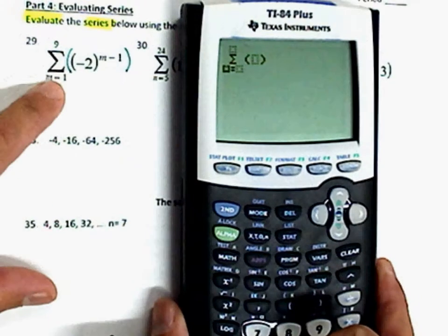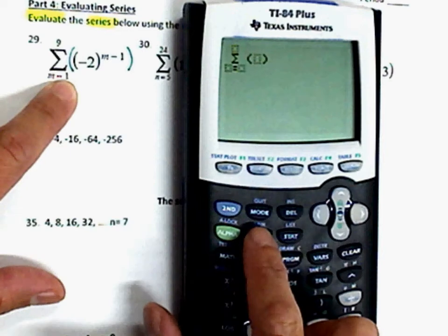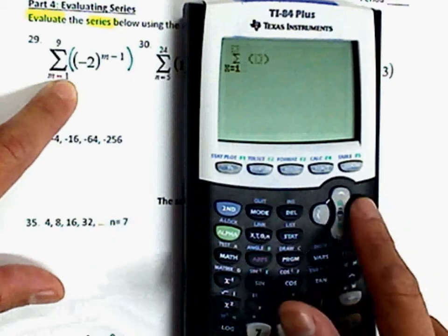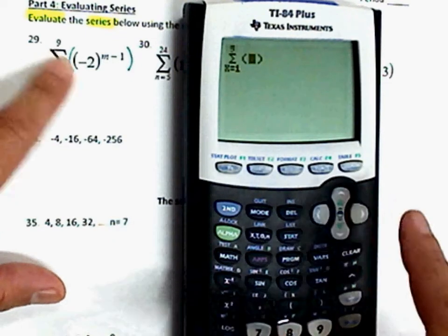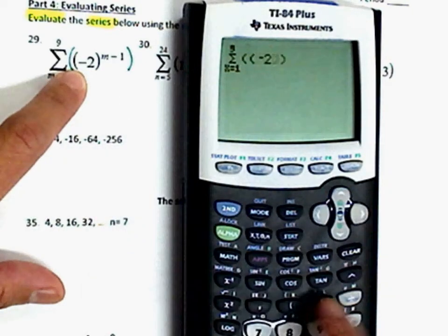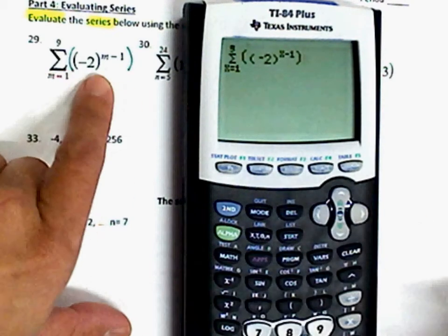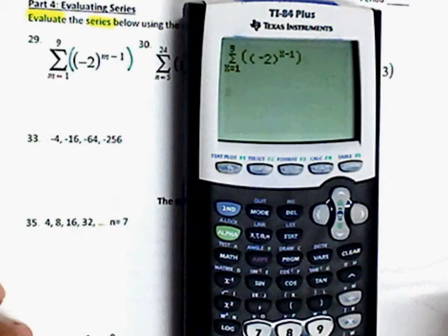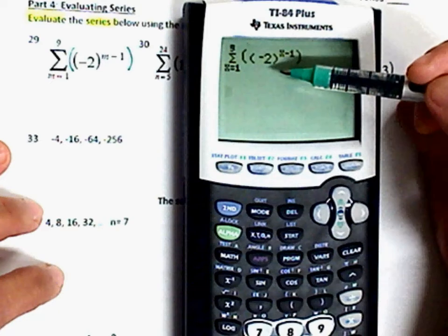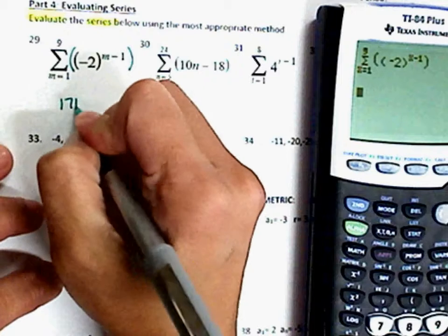On your calculator, notice this one says m equals 1. This is the letter you use right here, not the alphabet m. So x, 1, right click, I'm going to the 9th term, and here's my formula. Notice my set of parentheses will help me. Parentheses, negative 2, parentheses, raised to the x minus 1. That x right there, do you see how they look alike? You want to do that and equal. So starting with my first term, going to my 9th term with a ratio of negative 2, and my first term being understood 1, comes out to be 171.